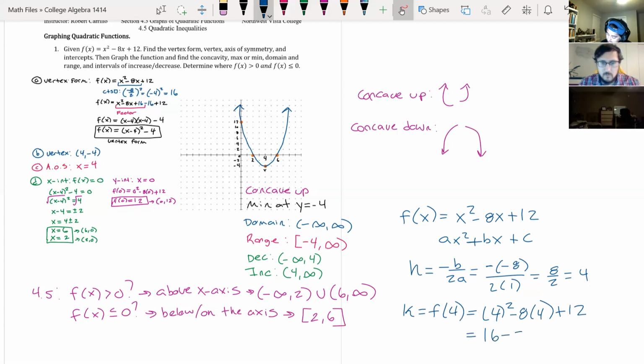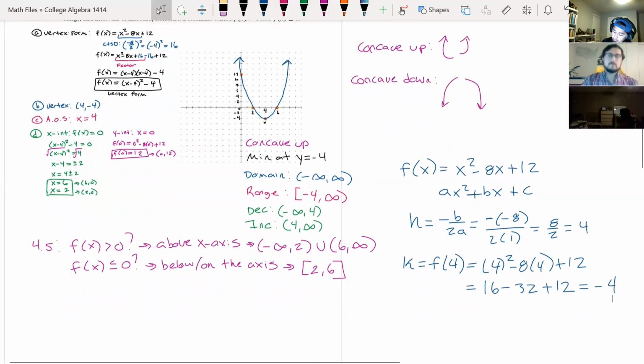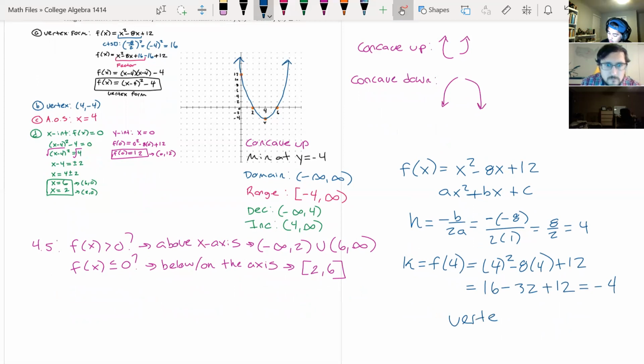And I'll get 16 minus 32 plus 12, which gives me negative 16 plus 12, which gives me negative 4. And there it is, y'all. There's the vertex based on the short way to do it. Got it. 4, negative 4. No completing the square needed, right? So that's just another way to check your work.